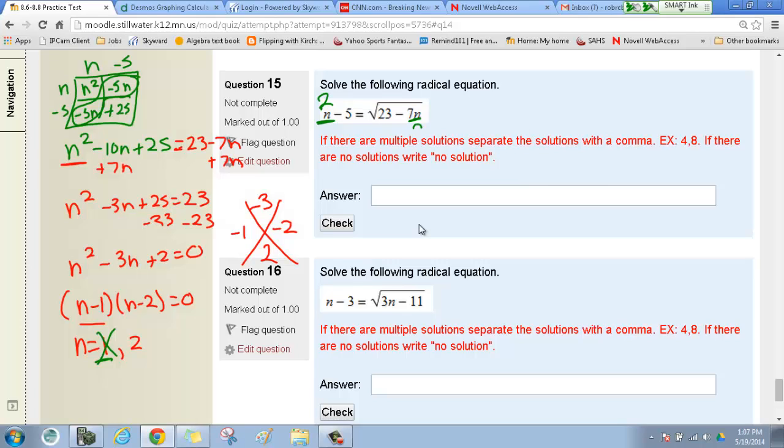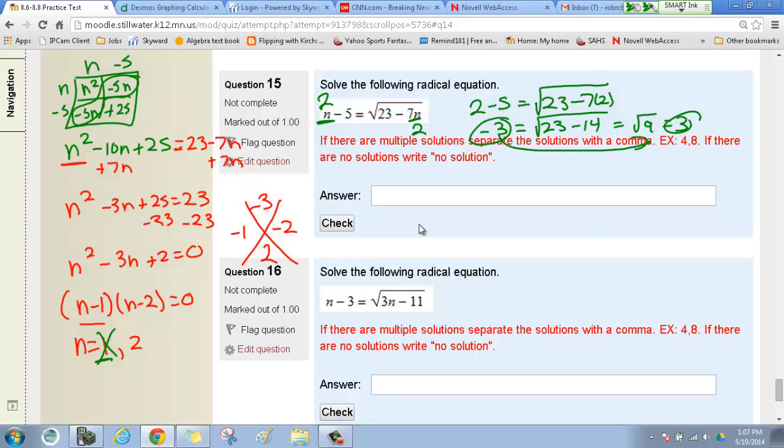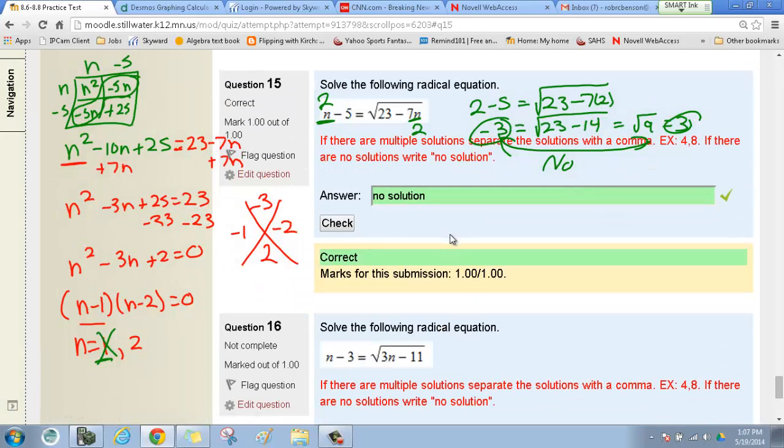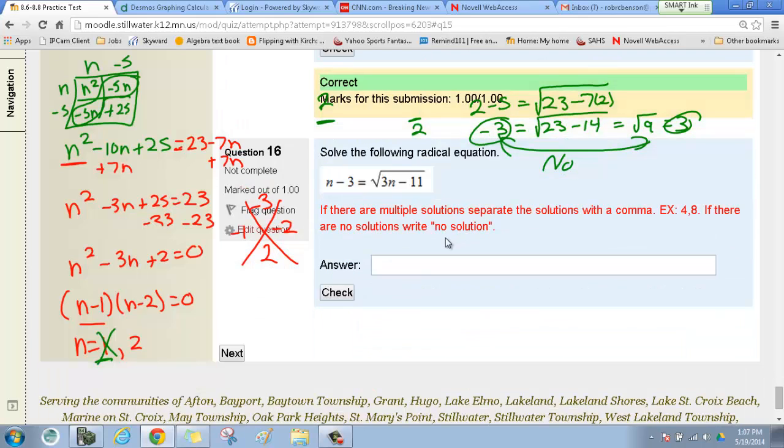Okay. So we're going to put a 2 in for the n here, a 2 in for the n here. So we have 2 minus 5 is equal to the square root of 23 minus 7 times 2. 2 minus 5 is negative 3. Is that equal to the square root of 23 minus 14? Well, 23 minus 14 is 9. This is the square root of 9, which is equal to 3. Which means this also does not equal that. Okay, so since those are not equal, neither of these are solutions, and that means there is no solution. No solution. Type that in. You could even copy and paste it, and you'd be good to go.